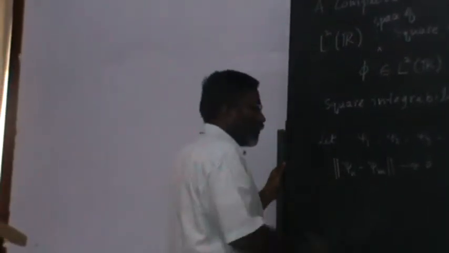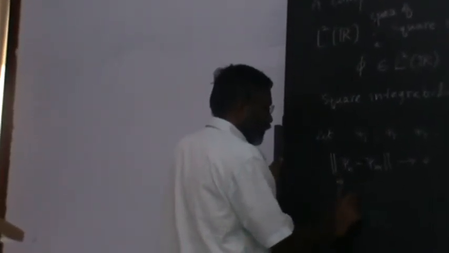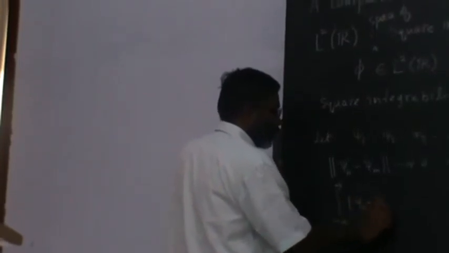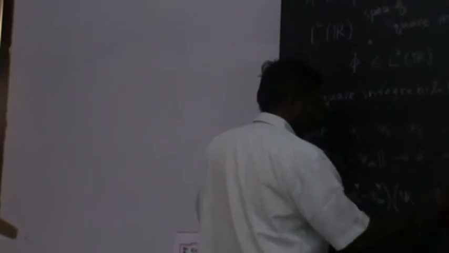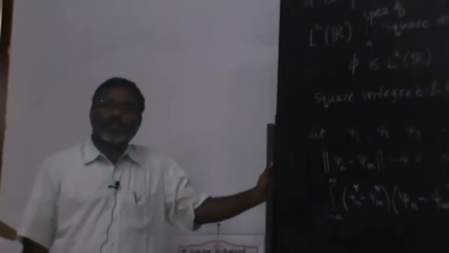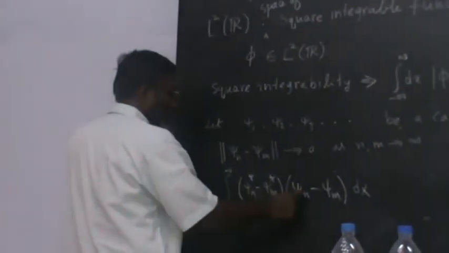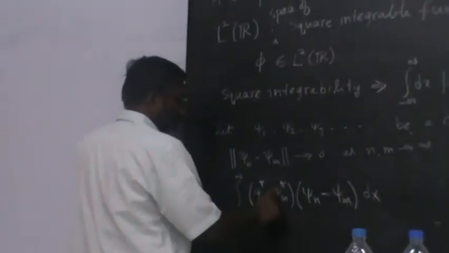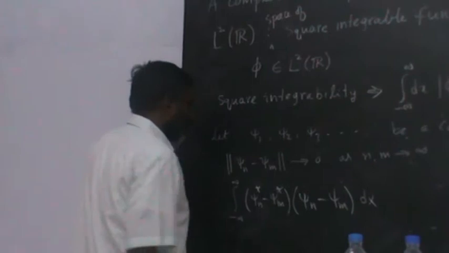That is, if you ask what is this norm, this norm is nothing but the integral from minus infinity to infinity of modulus of psi n minus psi m, that is, psi n star minus psi m star into psi n minus psi m, dx. Correct? This is the modulus, or the square root of this modulus. So here you have psi m star psi n, psi m star psi m, and then psi m star psi n dx and psi n star psi n dx.